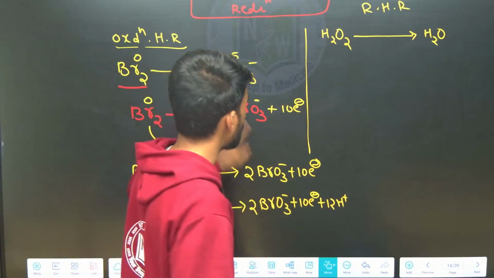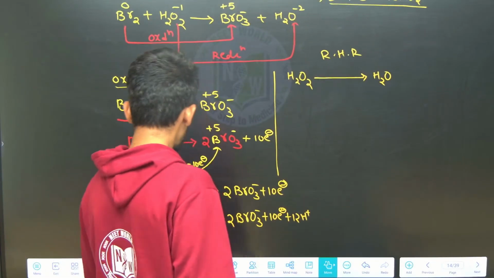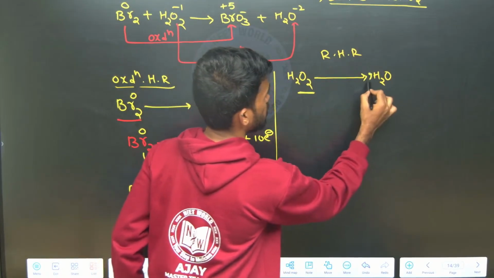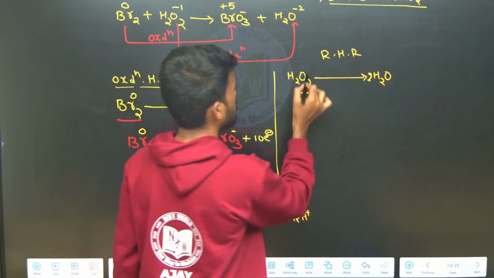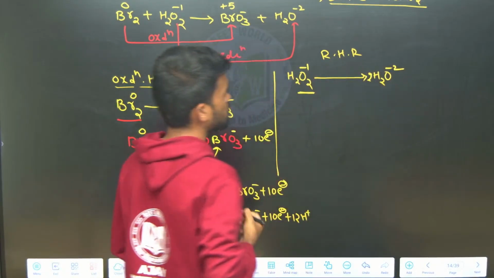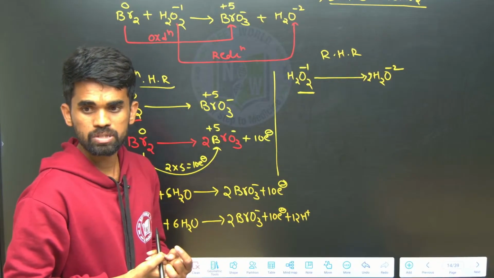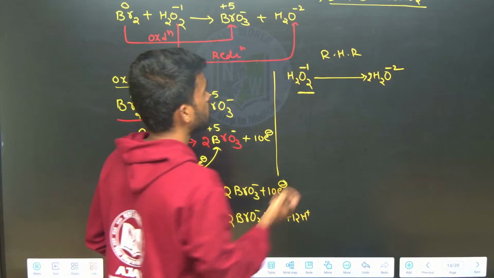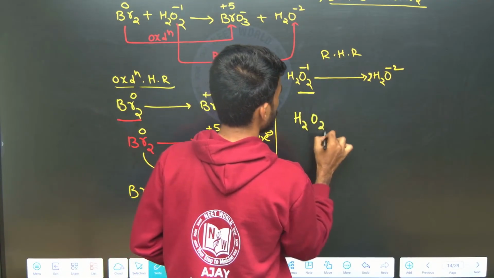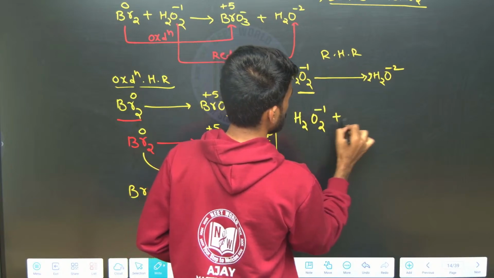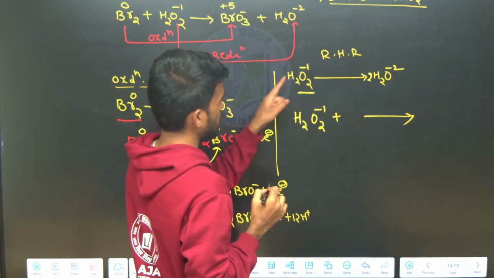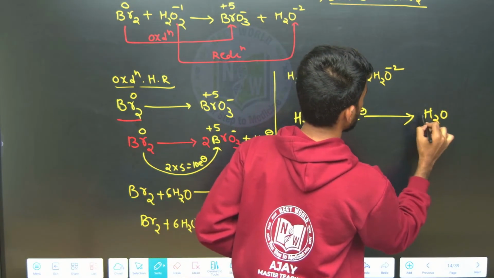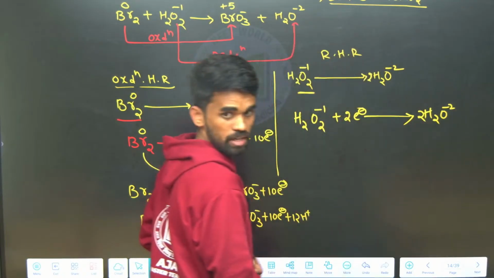Now look at the reduction half reaction. Look here, how many oxygens are there? So you can multiply with 2. It becomes 2H2O. After that, minus 1 is converting into minus 2. It means how many electrons is it gaining or losing? Minus 1 is converting into minus 2 means it is gaining. How many is it gaining? H2O2, minus 1. Each one requires 1 electron, so it will be H2O, minus 2.